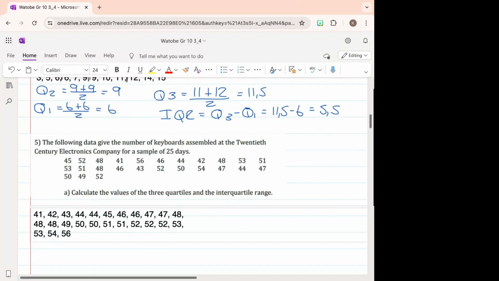This is term 3 work. Yes. Data handling, statistics, term 3 work. Okay, so you've got 25 days.